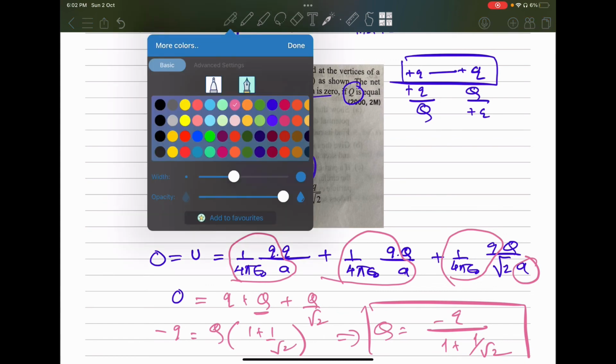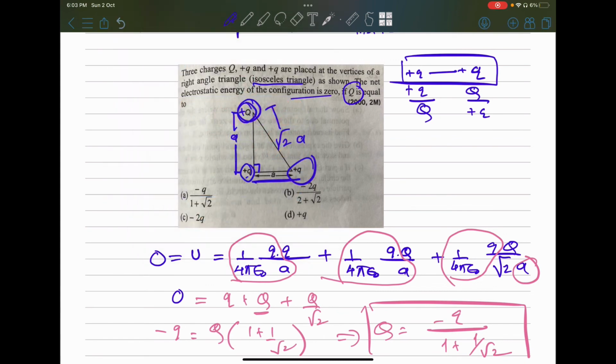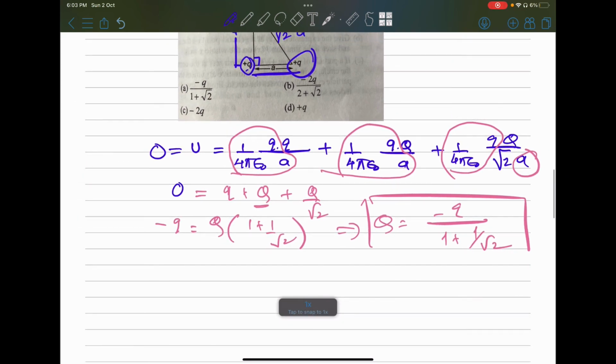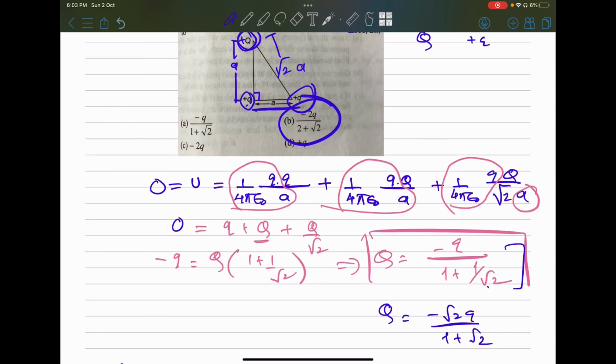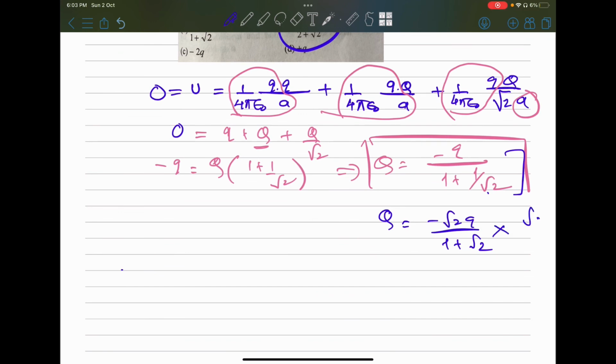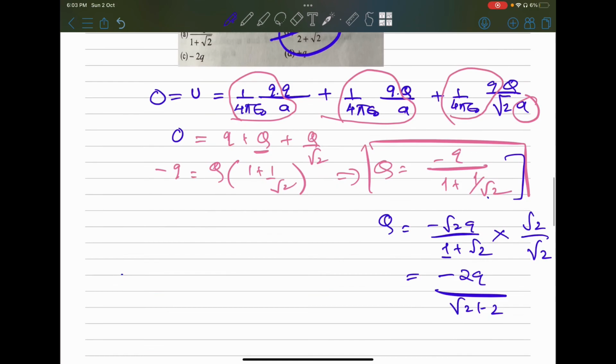Okay, which option is correct? Minus q upon 1 plus 1 upon root 2. The options are not of this form, so we just have to multiply and divide by root 2. So what will happen? Minus root 2 q over 1 plus root 2. This option looks correct. Again, multiply root 2 to numerator and root 2 to denominator. So this root 2 into root 2 will become 2q, and here 1 into root 2 plus 2. So the second option is correct in this case.